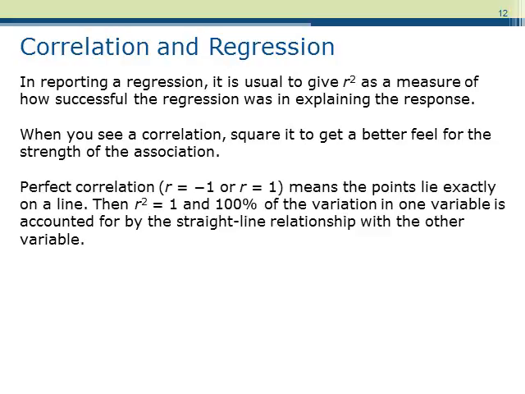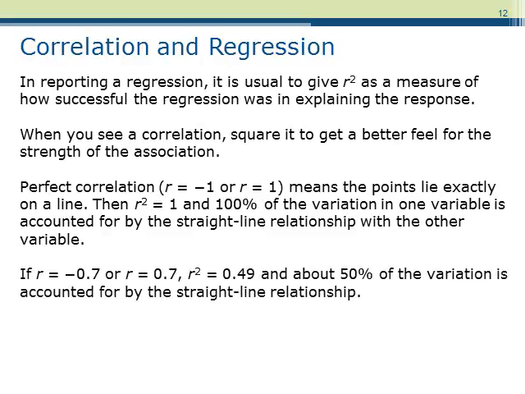For instance, if we have perfect correlation, meaning that r is equal to -1 or +1, this means that the points lie exactly on a line. In this case, r squared would be equal to 1, and 100% of the variation in one variable is accounted for by the straight line relationship with the other. If, for instance, r equals -0.7 or 0.7, then r squared is equal to 0.49. So in this case, about 50% of the variation is accounted for by the straight line relationship. The other 50% of the variation is due to other factors.